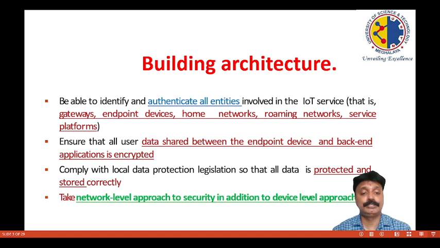Then it is used to ensure all user data shared between the endpoint device and backend application is encrypted, complying with local data protection legislation so that all data is protected and stored correctly. So it takes the network level approach to security in addition to the device level approach, which is going to build the architecture.